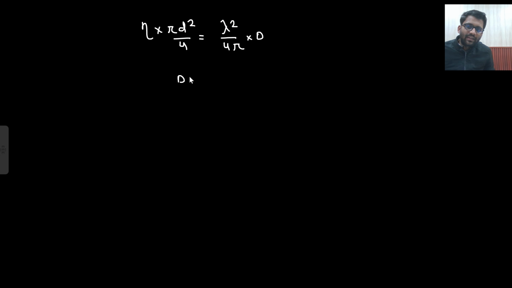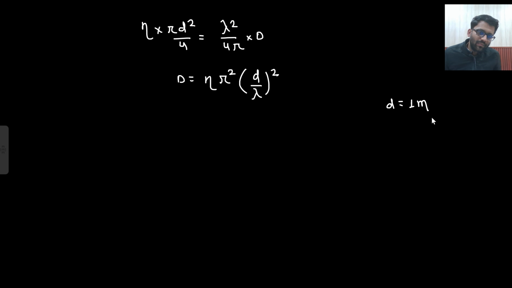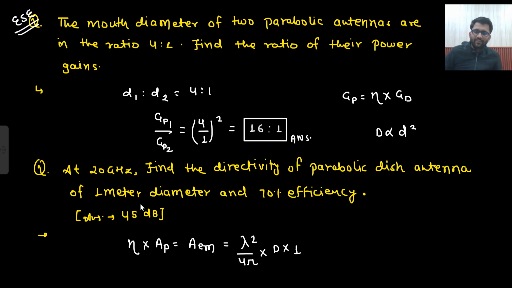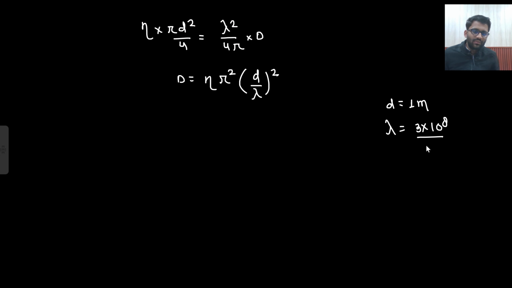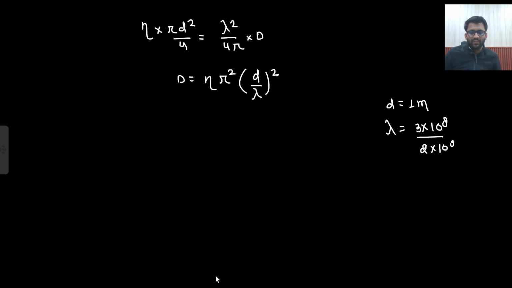What I need to find is directivity only, no? So from here what I can see is that directivity will be eta into pi square into (d by lambda) whole square. So what is the diameter? Diameter is equal to 1 meter. And what is lambda? Lambda is c by f. What is f? 20 gigahertz, so 2 into 10 to the power 9. Giga is 10 to the power 9 already, so this is 10 to the power 10. So we are getting lambda as 1.5 into 10 to the power minus 2.